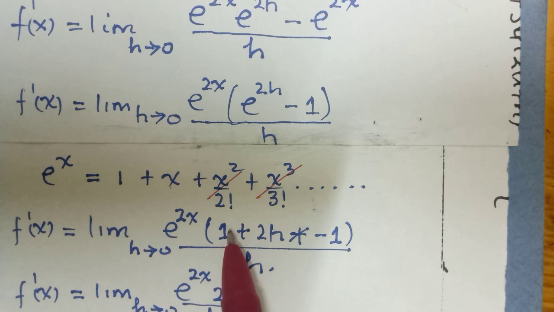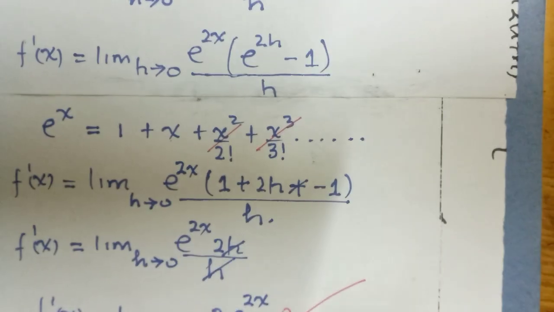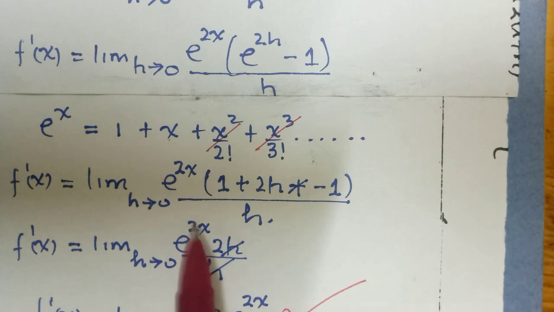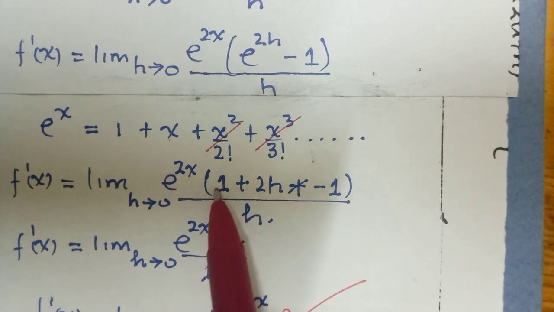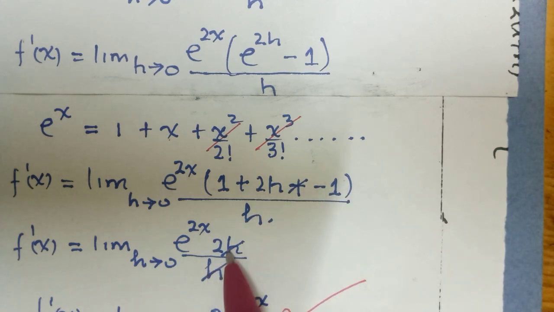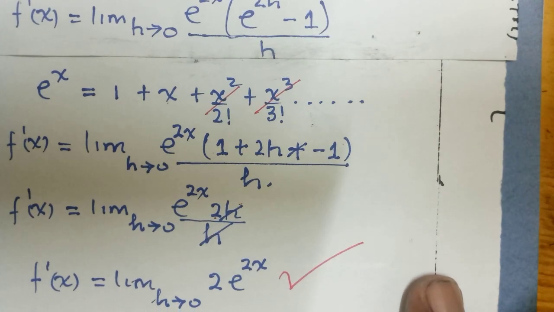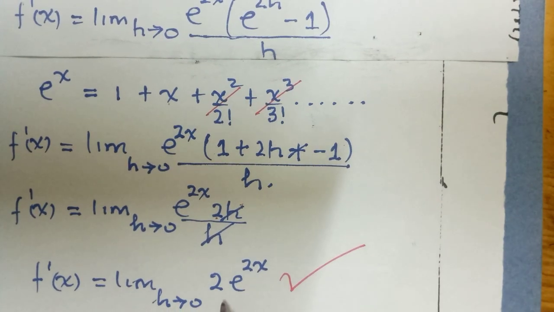So 1 can cancel this 1. And finally we are left with this. E raised to 2x and then 2h. Because now this one is going to cancel that one, we are left with the 2h. The h can cancel, then we are finally left with the 2. So now, as the h tends to 0, this is the answer we are going to get, guys.